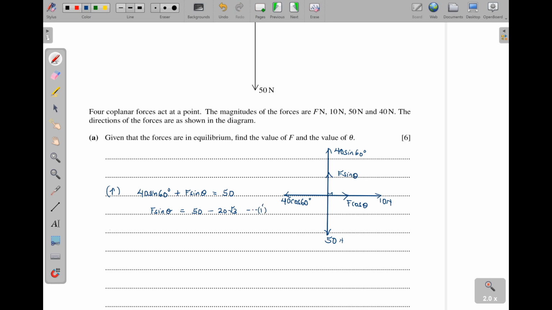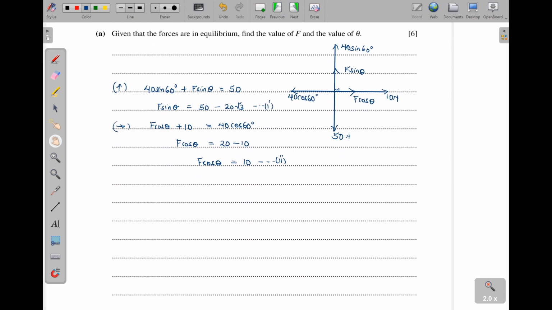Now I go horizontal. So horizontal forces, we have F cos theta plus 10. These ones here are equal to 40 cos of 60 degrees. Now F cos theta shall be equivalent to, cos of 60 is a half, so a half of 40 will be 20, then minus the 10. So F cos theta shall be equivalent to 10, and this is the second equation.